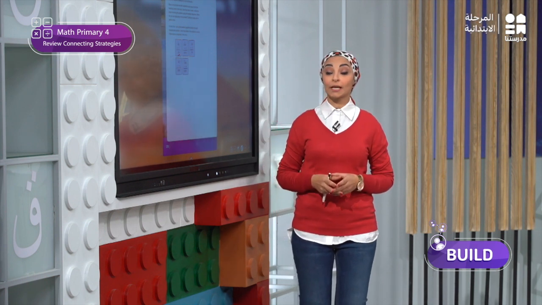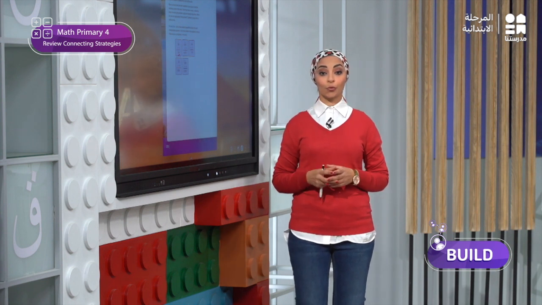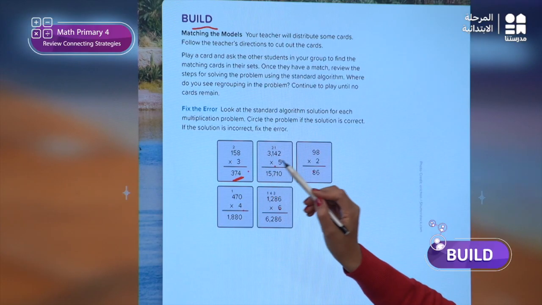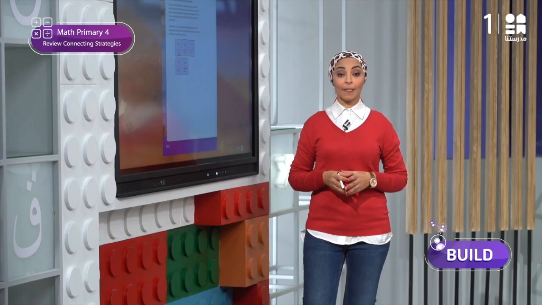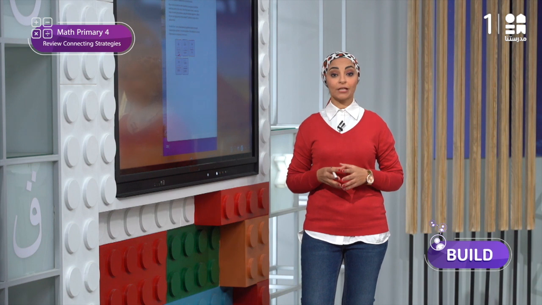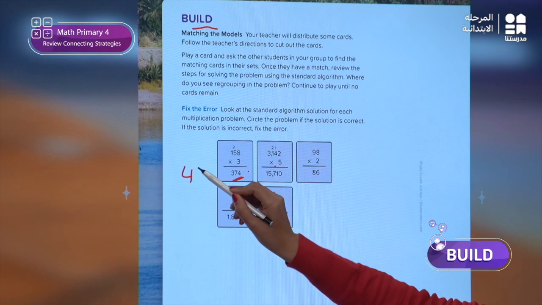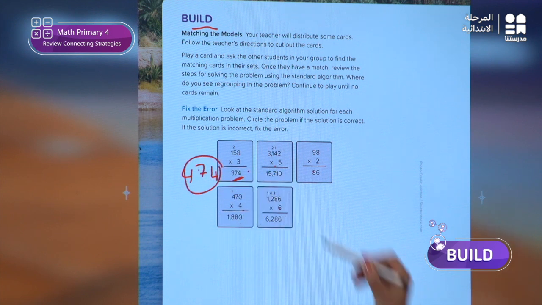Because the product is 17, right? So, he didn't regroup. We are supposed to add 7 in the tens and then carry up 1. Okay? So, we can add it after multiplying to get 474. If he had solved it correctly, we would have found the answer. The right answer is 474. So, this is an incorrect answer.